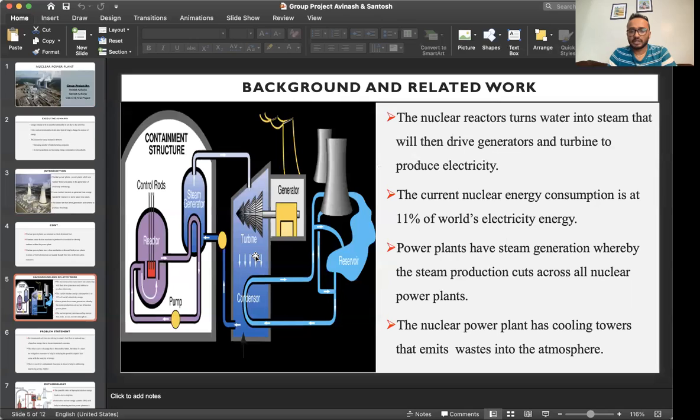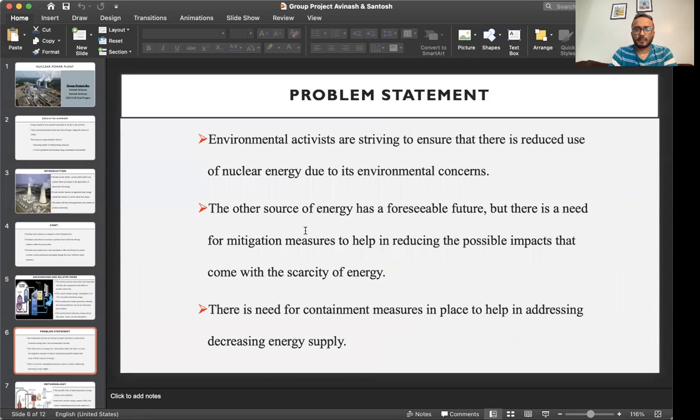The nuclear power plant has cooling towers that emit waste into the atmosphere. These are some of the drawbacks, because it releases waste materials into the atmosphere. That's very low compared to different sources, but it is actually harmful for living creatures.